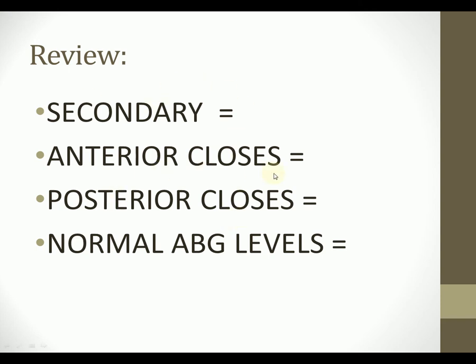The anterior closes when? The anterior is the larger one, closing by 12 to 18 months, and the posterior by 6 to 8 weeks. And don't forget to review your normal ABG levels. I might throw 1 or 2 in there just to keep you on your toes. In case you've forgotten, pH 7.35 to 7.45, CO2 35 to 45, and bicarb 22 to 26.